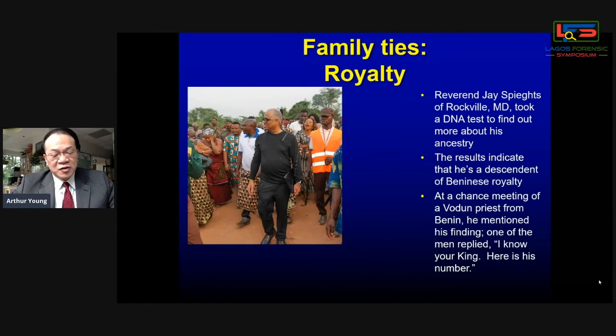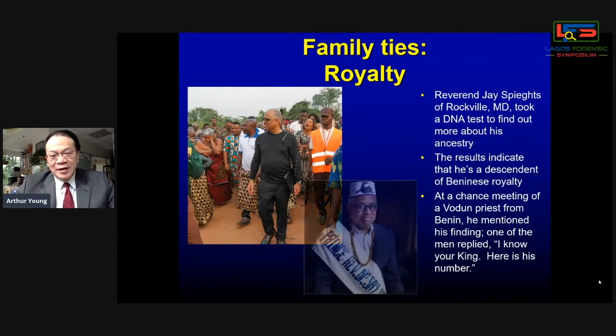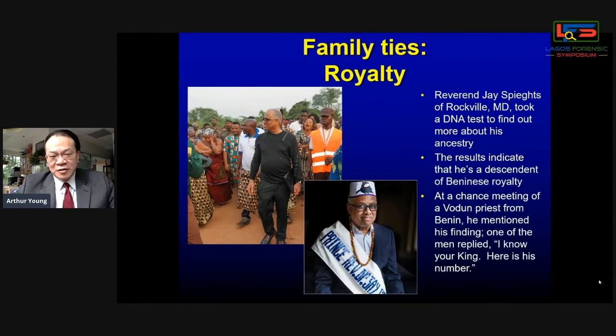So he went to go meet this contingent, and when he spoke with them, one of the men turned to him and said, "I know your king. Here is his phone number." So a series of phone calls and emails took place, and Reverend Spates was invited to Benin, where he met with the king, and his descendancy was recognized, and he was named a prince.